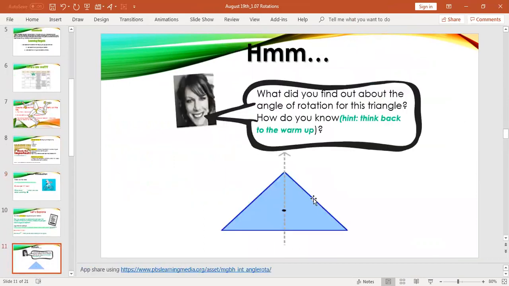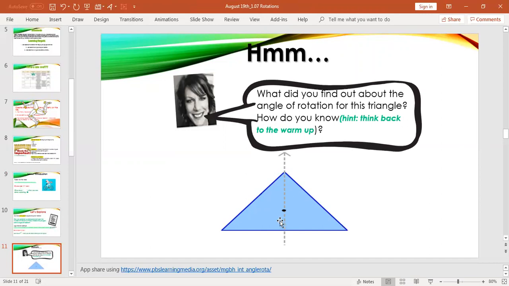So what is the angle of rotation for this triangle? Once again, the line of symmetry is drawn. You may think there's 3 lines of symmetry, but we don't know that all sides are congruent. If a figure has 3 congruent sides or 4 congruent sides, we can find the angle of rotation by taking 360 divided by 4, or 360 divided by the number of congruent sides. If it doesn't have congruent sides, then you're going to draw your lines of symmetry in.